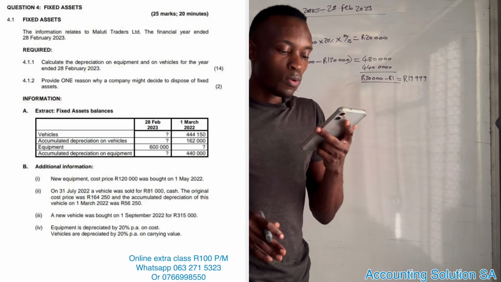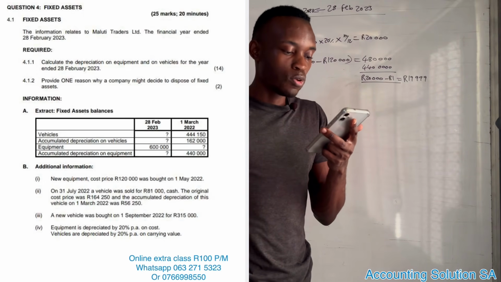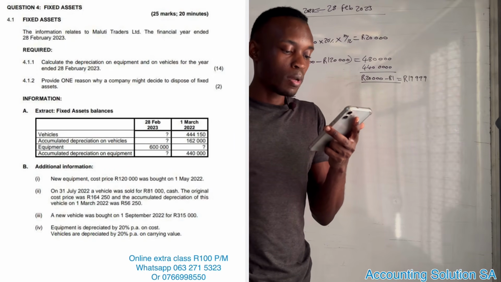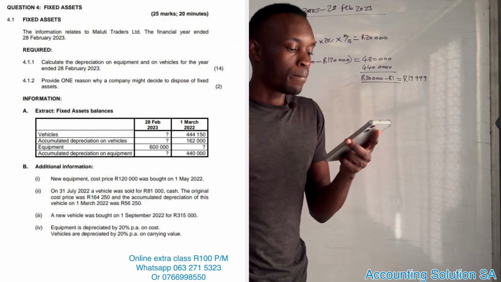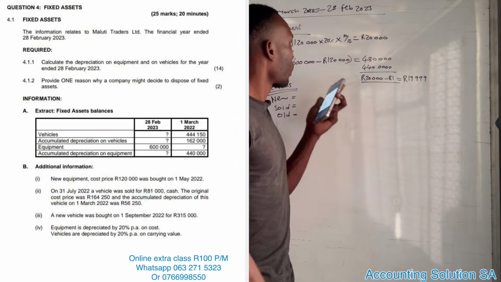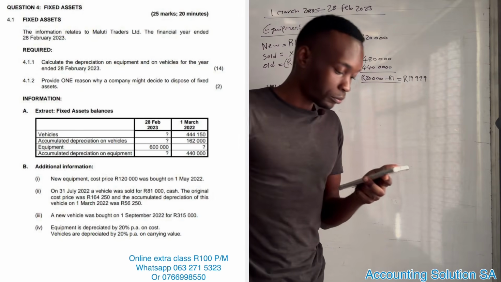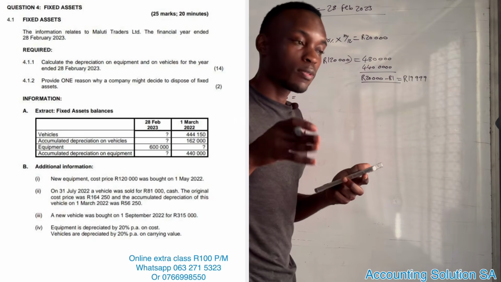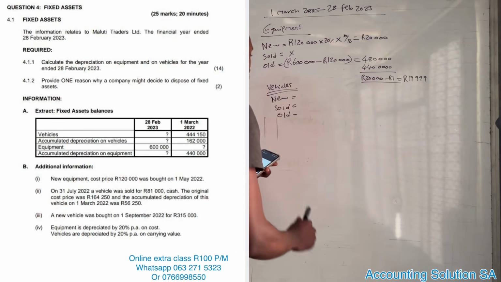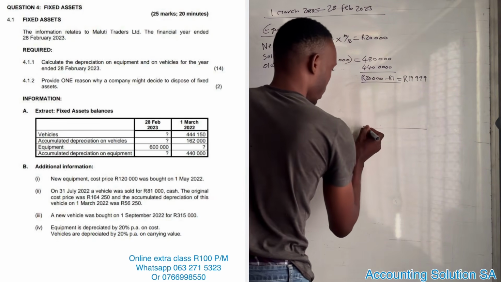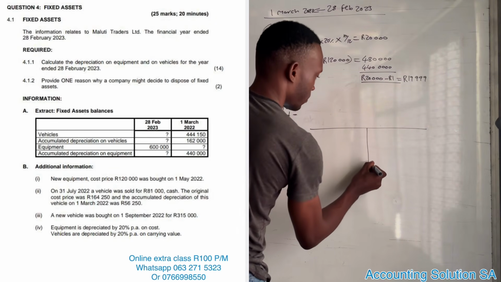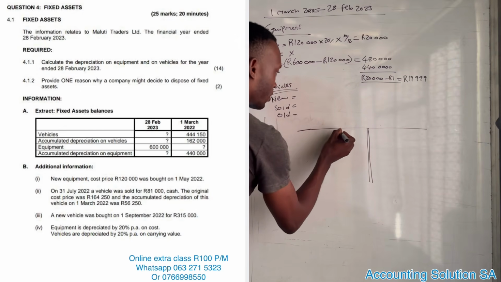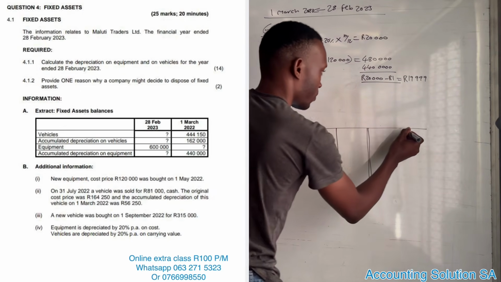On 1 July, the vehicle was sold for 81,000 cash, and the original cost price was 164,250, and accumulated depreciation of this vehicle on 1 March 2022 was 56,250. Remember, here we are calculating depreciation. But I will also open the disposal of assets account for you guys because I know you want to learn it. It was not required, but you always want to learn, so we will help you.